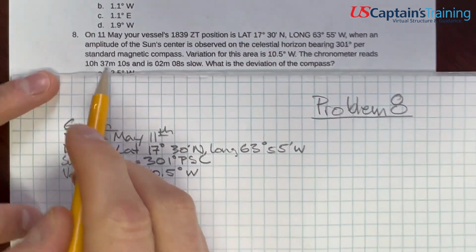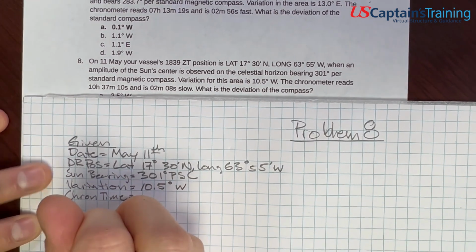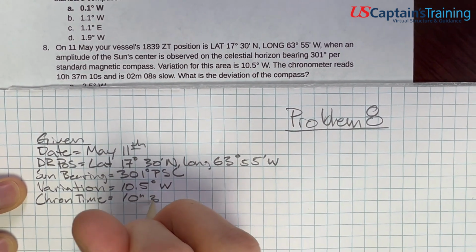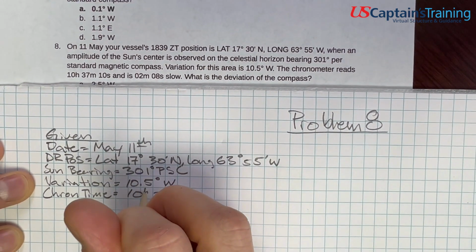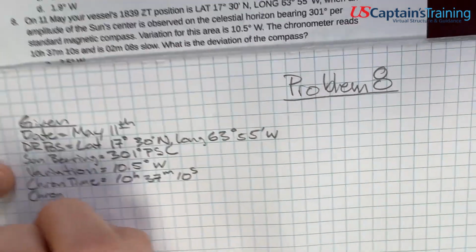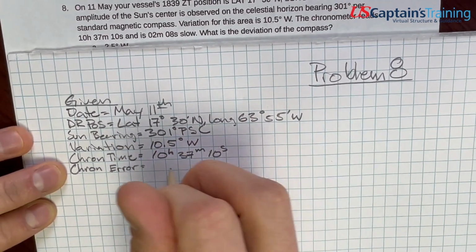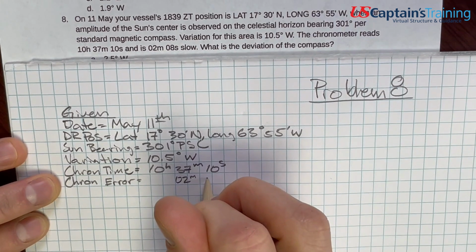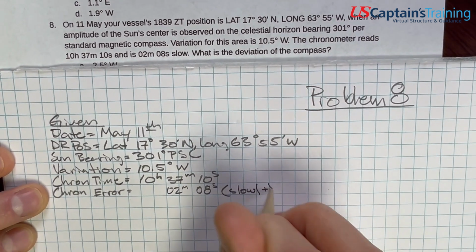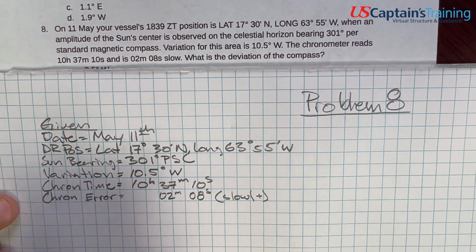Chronometer reads 10:37:10. So the chron time is equal to 10 hours, 37 minutes, and 10 seconds. Then it gives us a chron error, which is equal to 2 minutes, 8 seconds slow. It's slow, so we add it to catch back up. And what is the deviation of the compass is what the problem is asking.